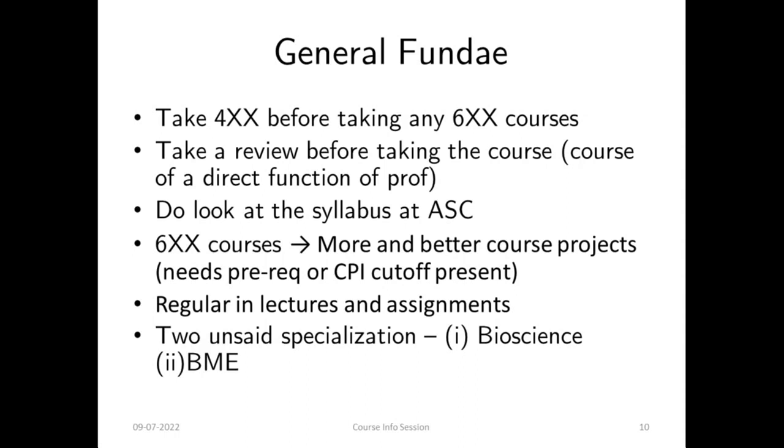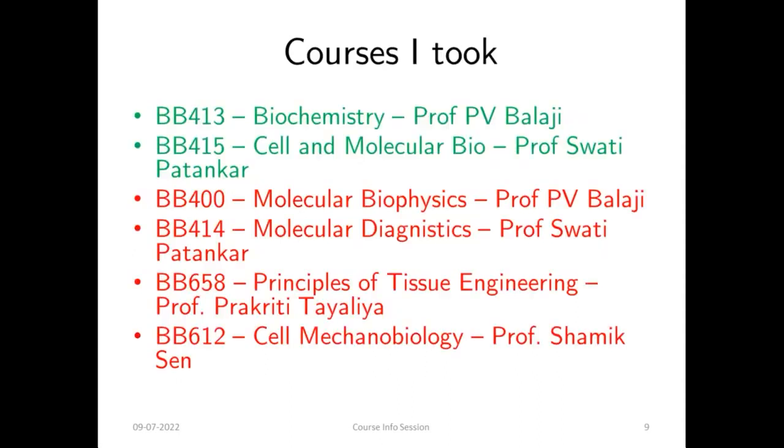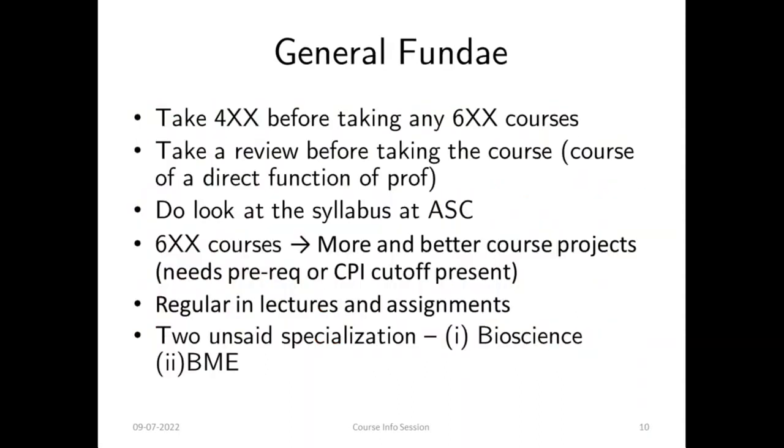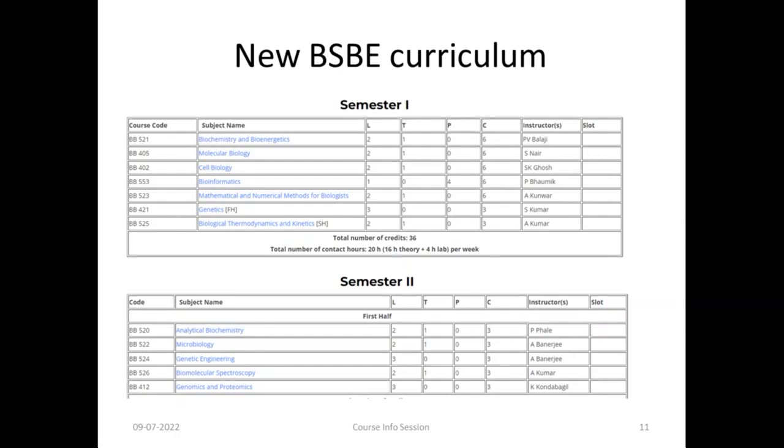Lastly, there are two unsaid specializations in the bio minor. One is bioscience; these you can say are the courses of bioscience. The second is biomedical engineering, in which you have nanobiotechnology related to MEMS, biomedical imaging physics, and the biomedical engineering introductory courses. So just look at these courses and then make a choice.